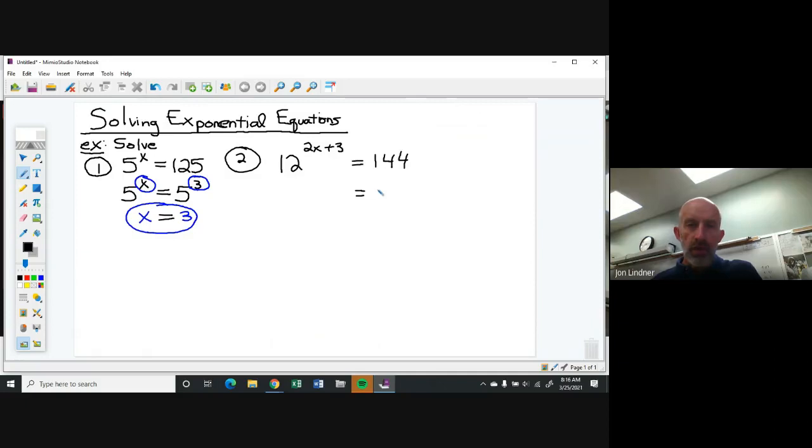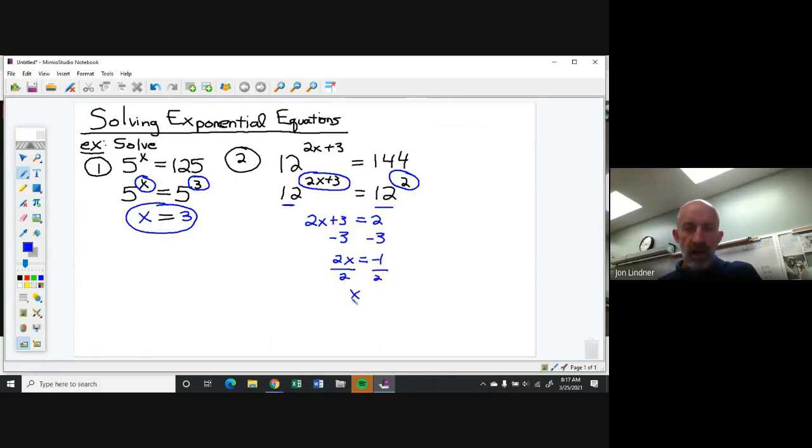Well, all I have to do is write 144 as 12 squared. This side was already 12 to a power. And now that I have it written with both having a 12 base, I can set these exponents equal to each other, 2x plus 3 equals 2, and solve this simple equation, which we know how to do. Subtract 3, so 2x equals negative 1, divide both sides by 2, and x equals negative 1/2.